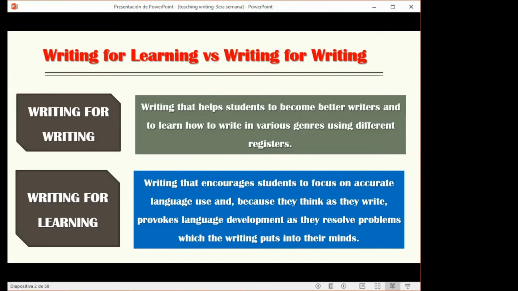So we use this skill to do that too, right? So try to combine. This is most important here. Try to combine these two kinds of writing.